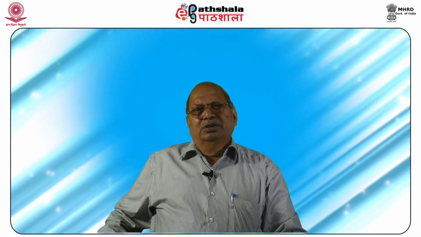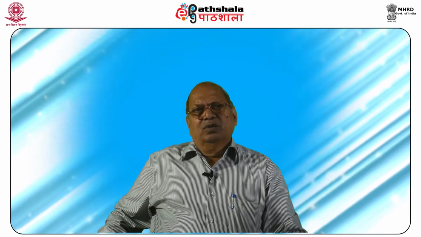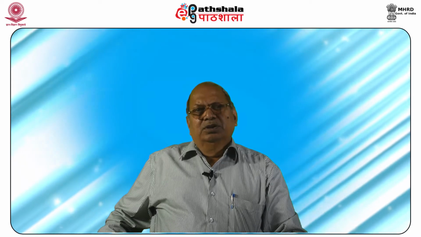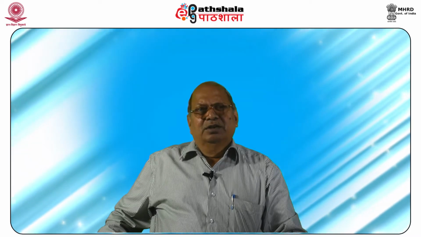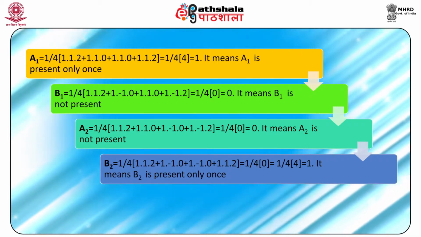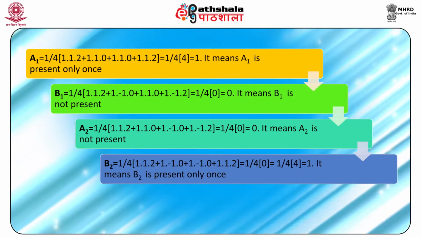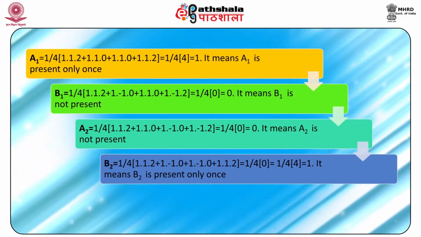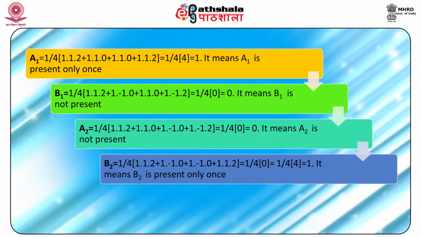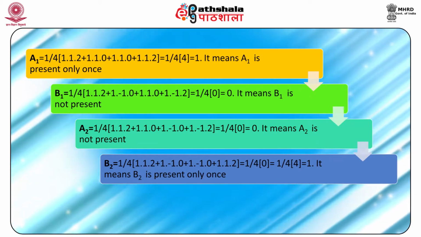Follow the standard reduction formula to reduce tau stretch. Since there are 4 operations in the C2v point group, the order of the group is 4. The equation for A1 is 1/4 [1×1×2 + 1×1×0 + 1×1×0 + 1×1×2] = 1/4 × 4, that is 1. It means the A1 mode is present only once.